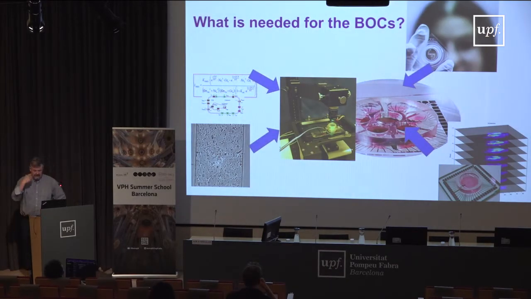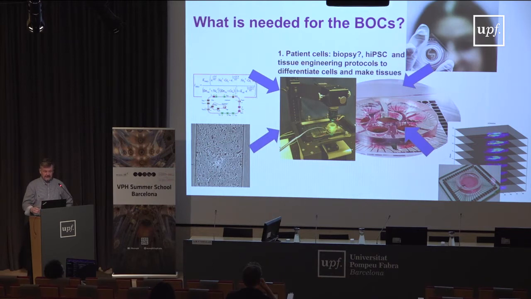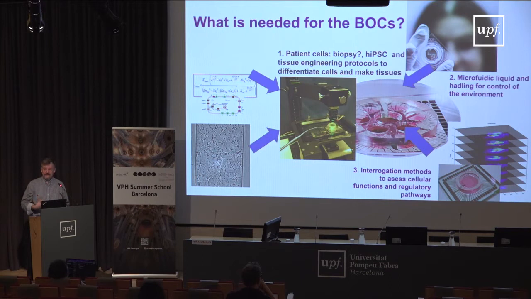But just the components of these body on chips. Of course, first we need the cells and to grow them. They can also be harvested from the human, but quite rarely. But these induced pluripotent stem cells are one of the most important sources. Then there's really the microfluidics to steer and control the environment. They are fluidics, but they are also oxygen and other areas. Then we have methods to analyze the cells.